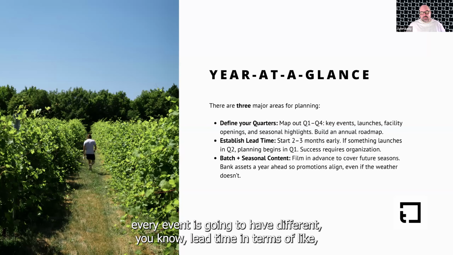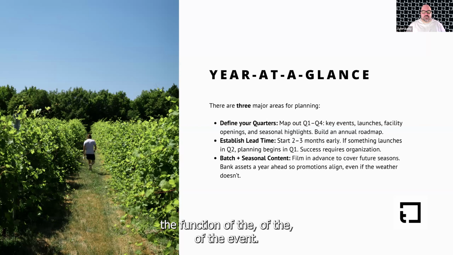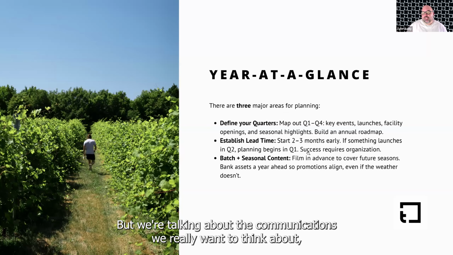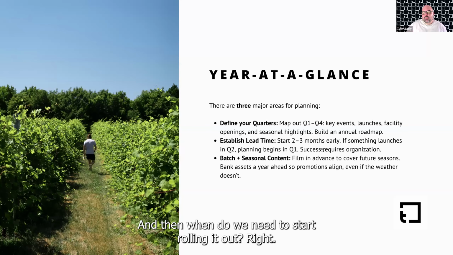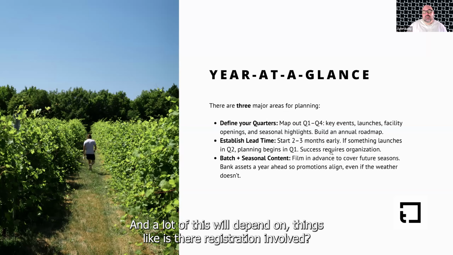Every event's going to have a different lead time in terms of the function of the event. But when we're talking about the communications, we really want to think about what we are getting for content, how early do we need to start getting that, and then when do we need to start rolling it out? And a lot of this will depend on things like, is there registration involved?